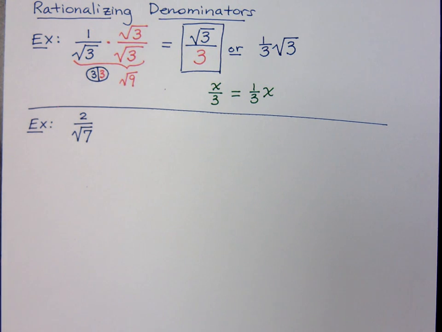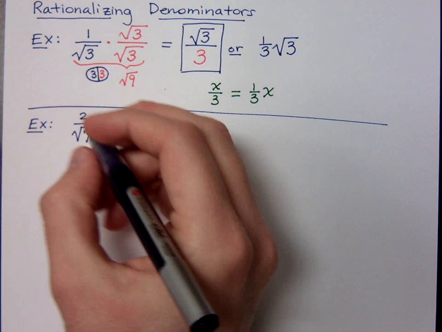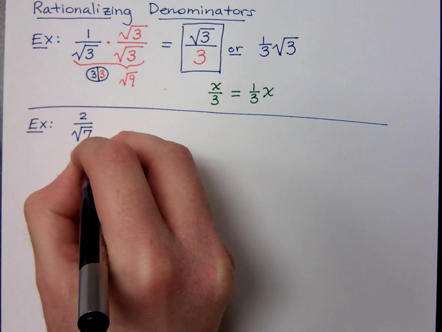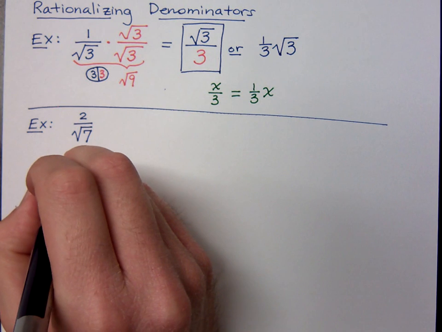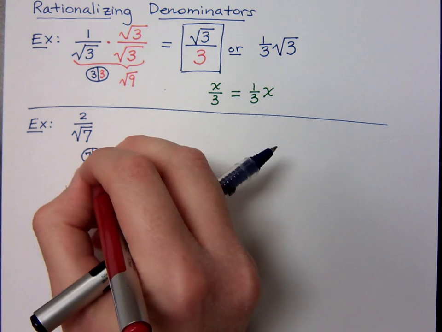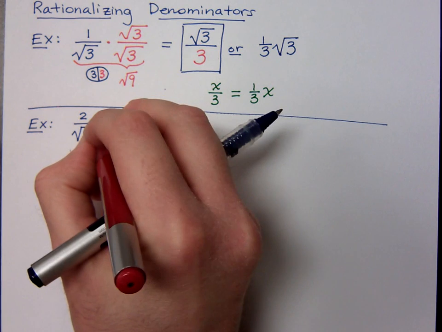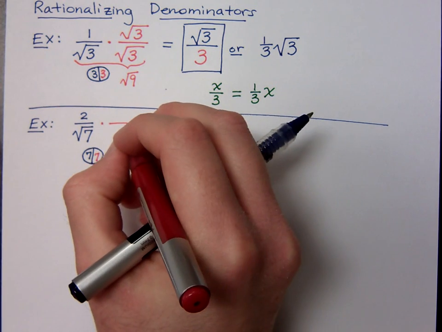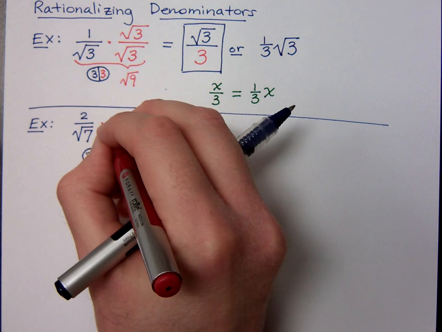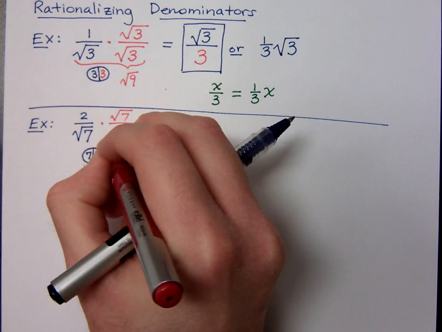Now, if I've got 2 over the square root of 7, you don't have to do this, but sometimes it'll help you out. I'm dealing with the square root, so I need to have 2 of the same factor, right? I have 1 factor of 7. What am I missing? 7. I'm missing another factor of 7. So what do I multiply the top and bottom by to rationalize? The square root of 7, right?